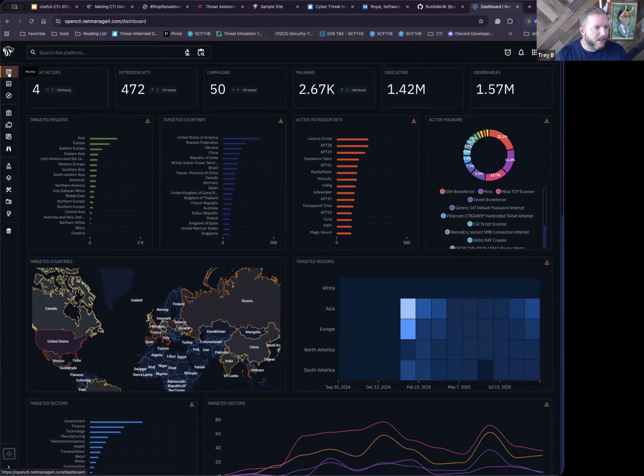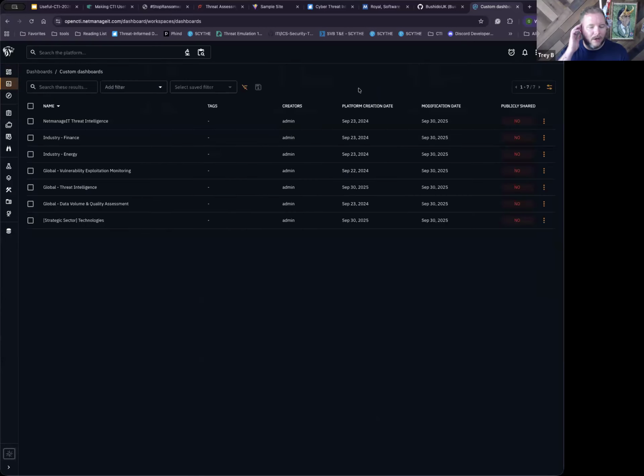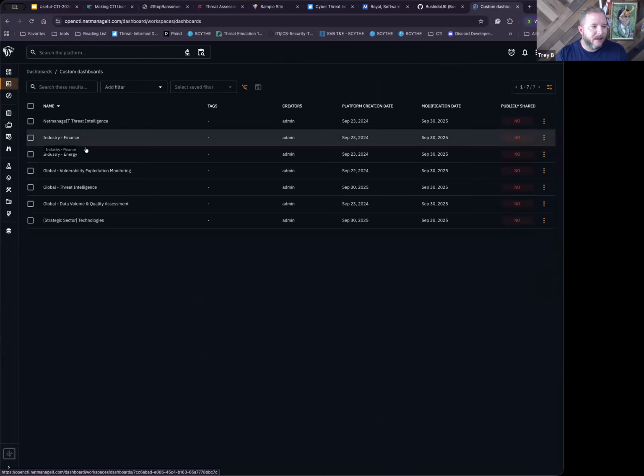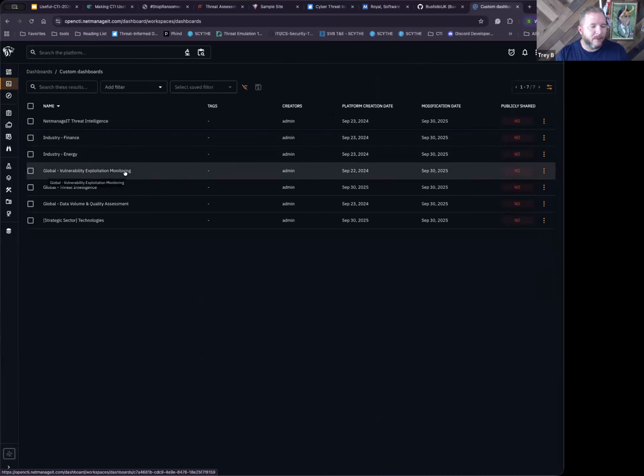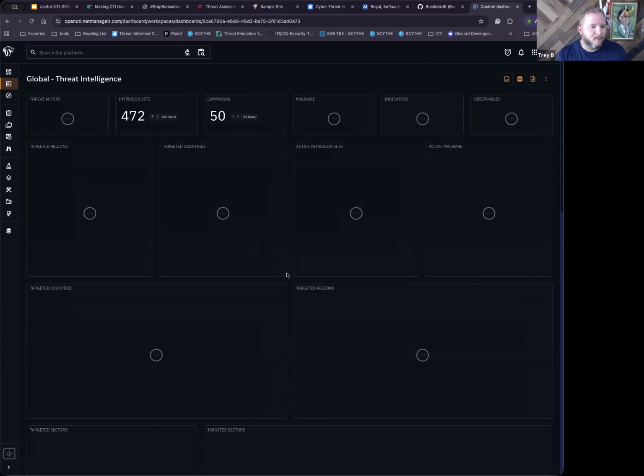The cool thing here is the ability to do custom dashboards and different things based on what your current goal or operation is. You can see here in this demo one, they've got different ones built out for energy or finance, vulnerability monitoring, or just a general global threat intelligence. I thought this one was kind of interesting.